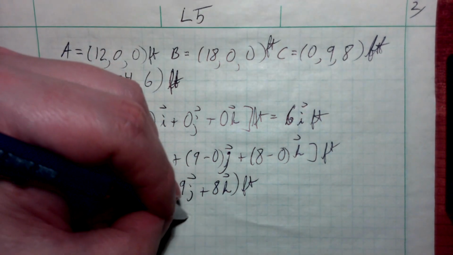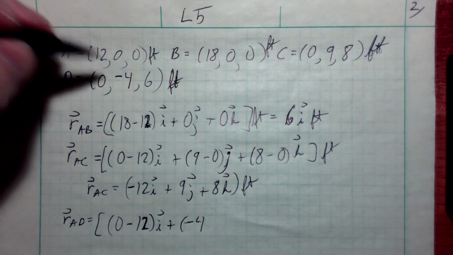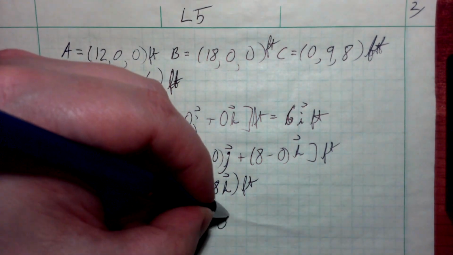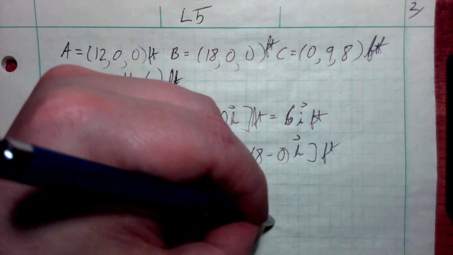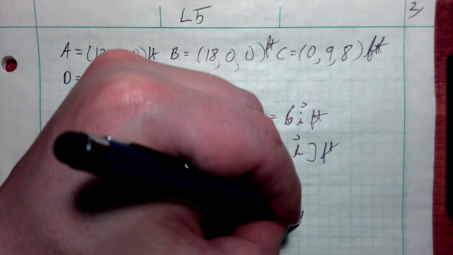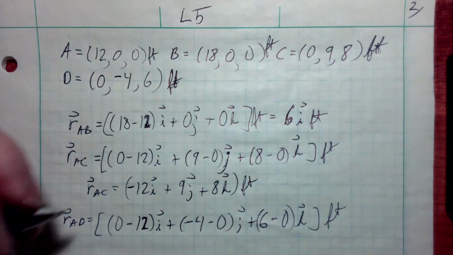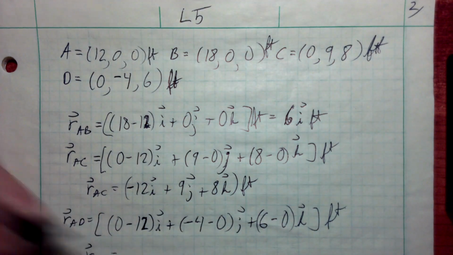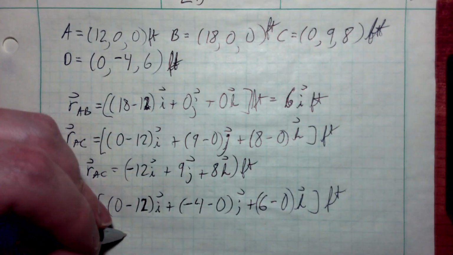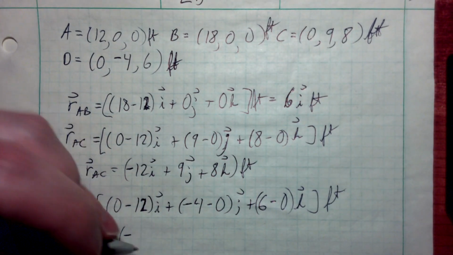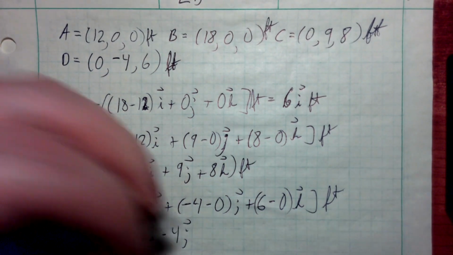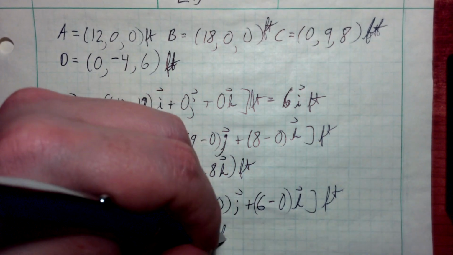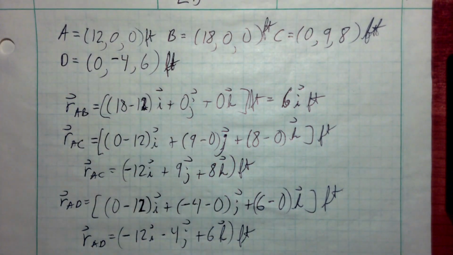Plus, minus 4 is the final y value. We're starting at 0, so it's minus 4 minus 0 in the j direction. Plus a positive 6 minus 0 in the k direction. And those are all feet. So the position vector from A to D becomes minus 12i minus 4j plus 6k. Those are all feet.